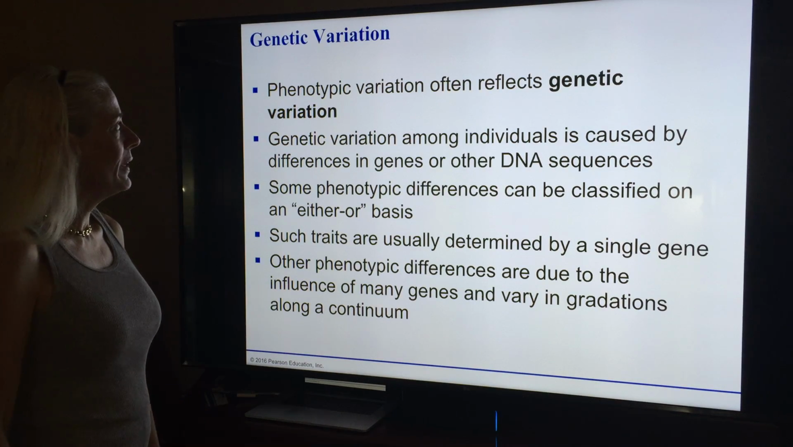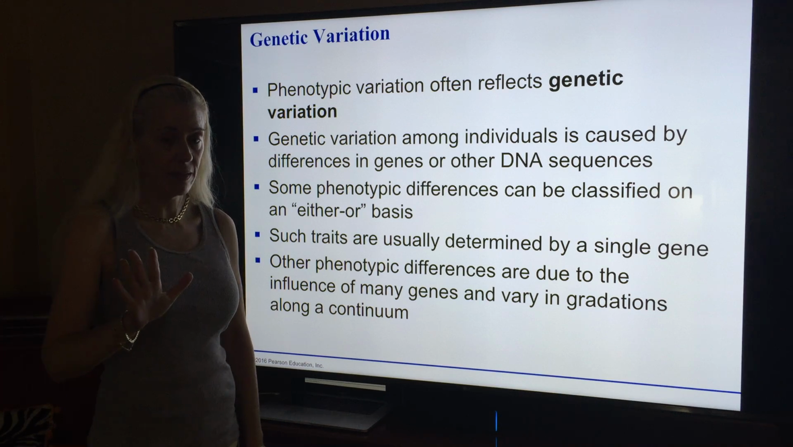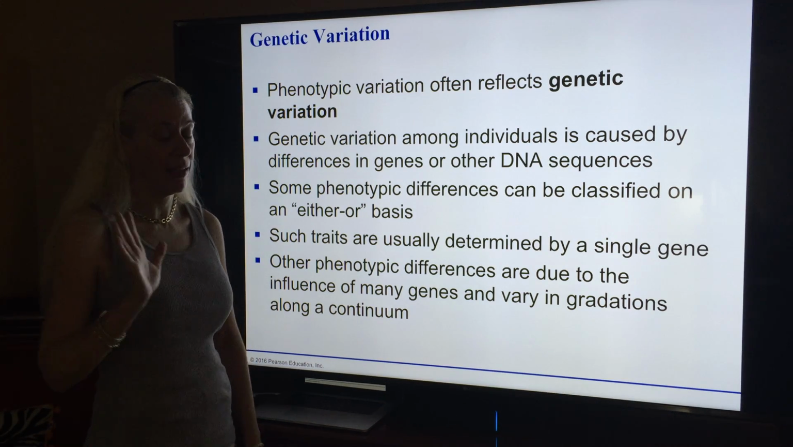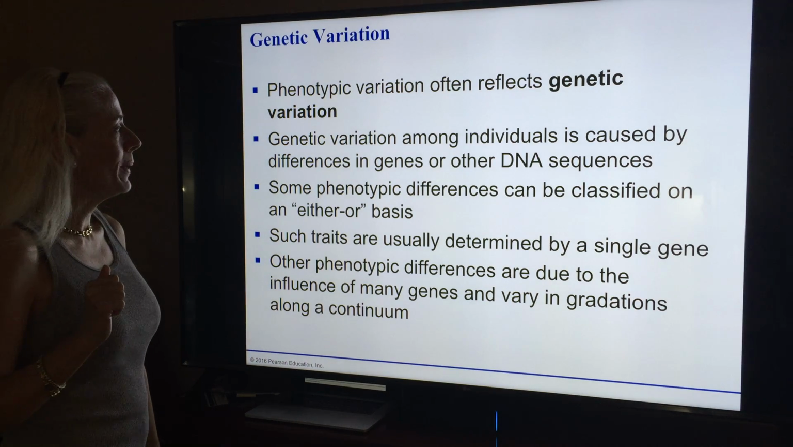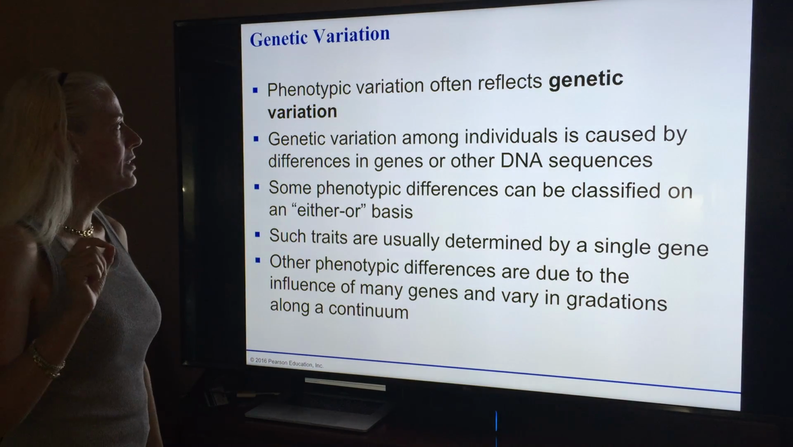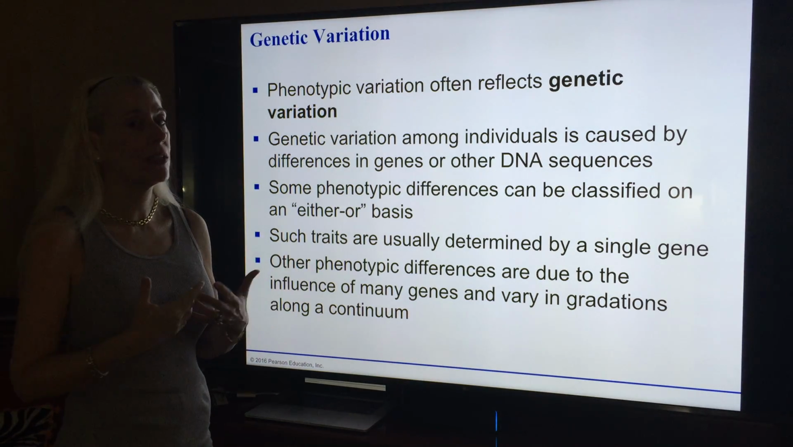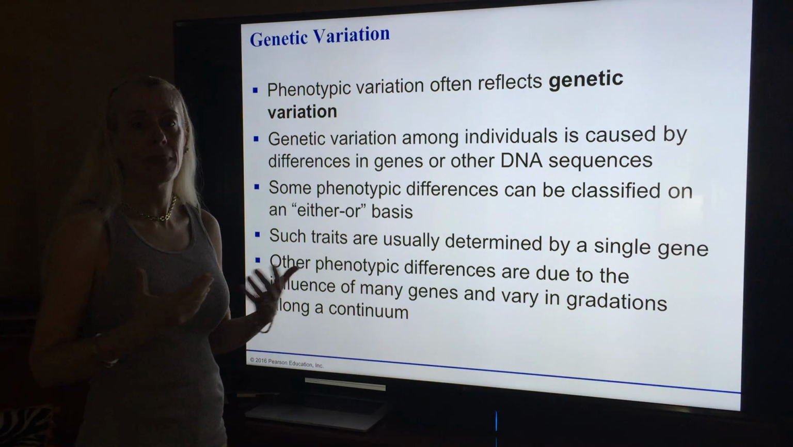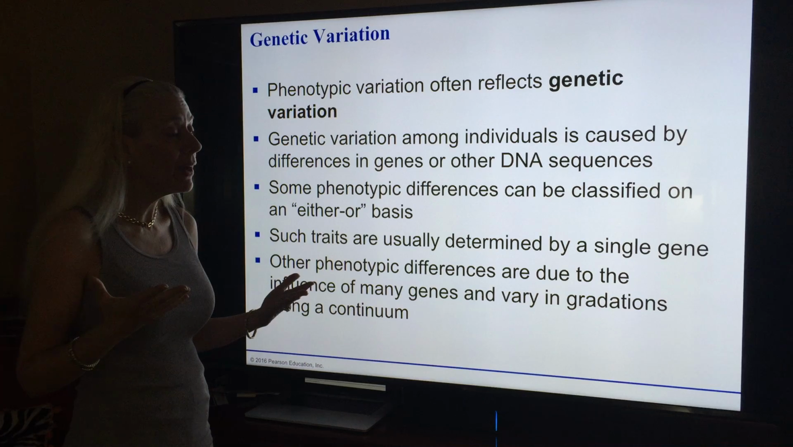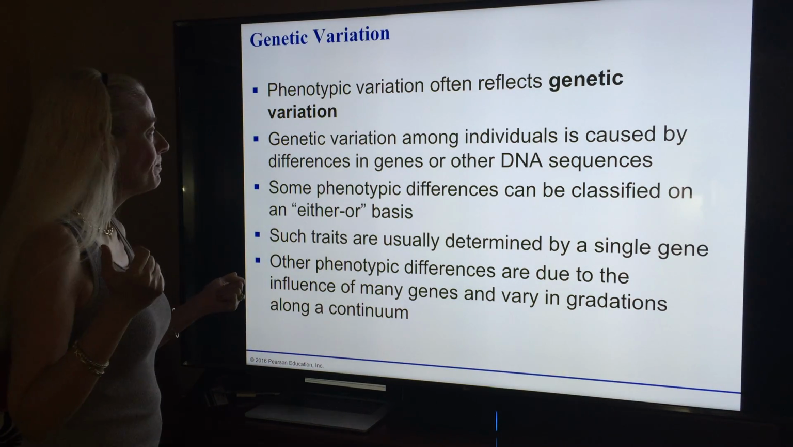So phenotypic variation often reflects genetic variation. We're aware of that. This is nothing new. Thank goodness, we've made it three slides and haven't had to learn anything new. Genetic variation among individuals is caused by differences in genes or other DNA sequences. We went into how different DNA sequences cause different traits, whether we're talking about genetic disorders. Always, what? Sickle cell, keep that in mind.